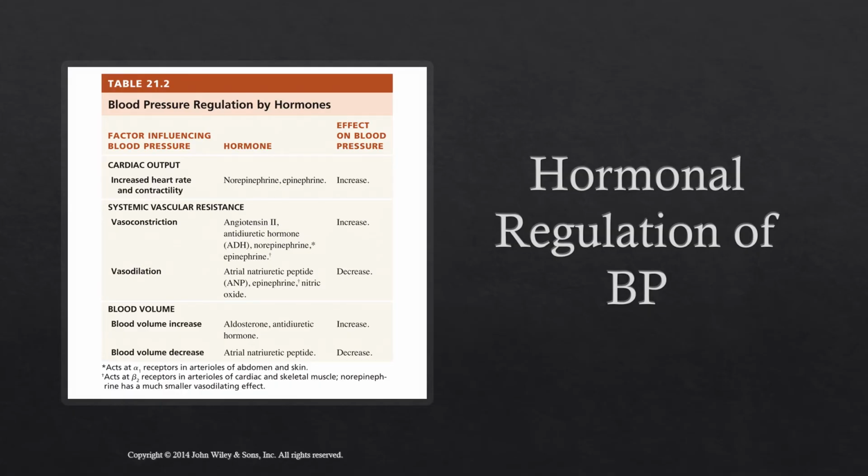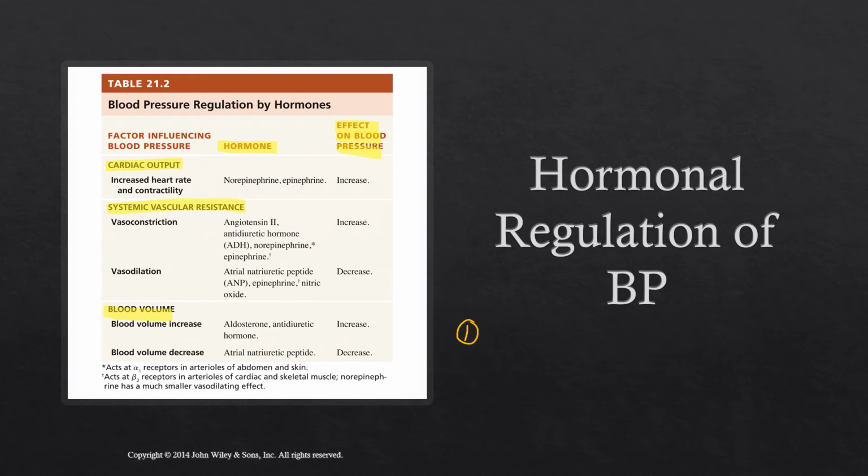Now, this table here shows the blood pressure regulation by hormones. It pretty much shows what hormones do what. So it has the hormone list here and their effect on blood pressure. Now, several hormones are going to regulate blood pressure and blood flow by changing the cardiac output, by changing the systemic vascular resistance, or by adjusting the total blood volume. So there's a couple different things that are going to do this.